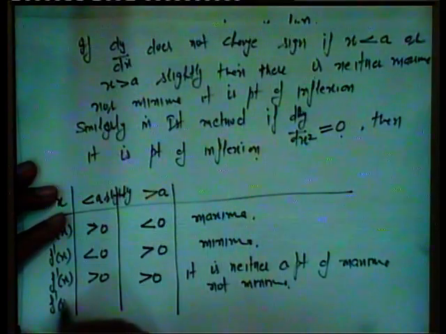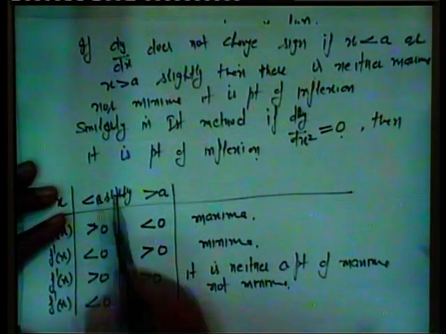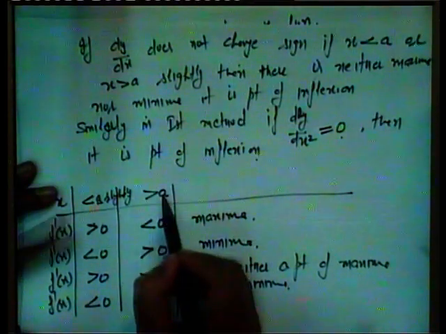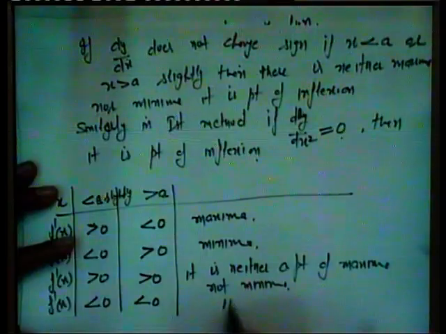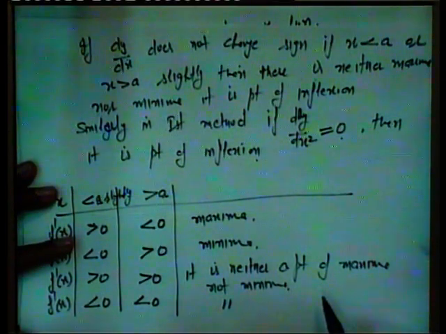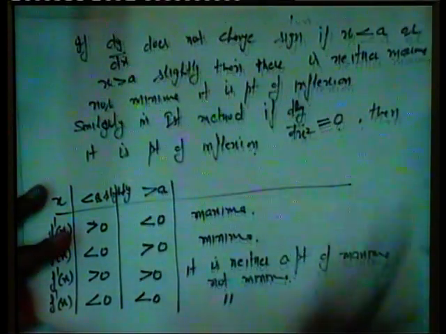Similarly, if f dash x is less than 0 for x slightly less than a and less than 0 for x slightly greater than a, then it is neither a point of maxima nor minima. Now, we will solve some problems about maxima and minima.